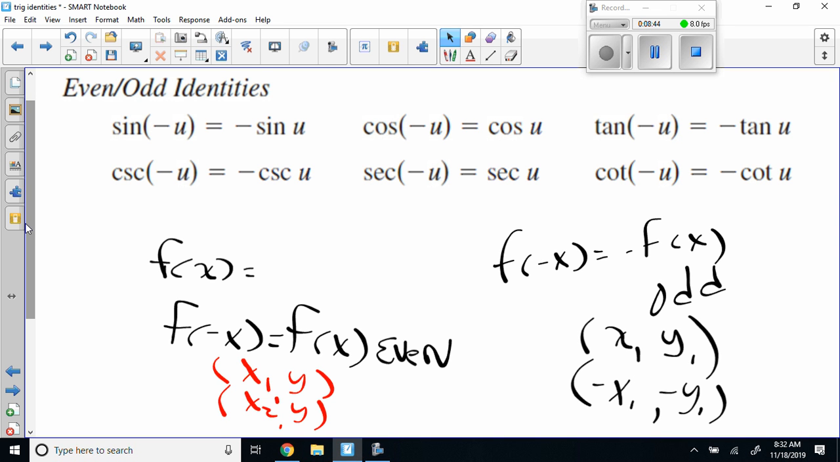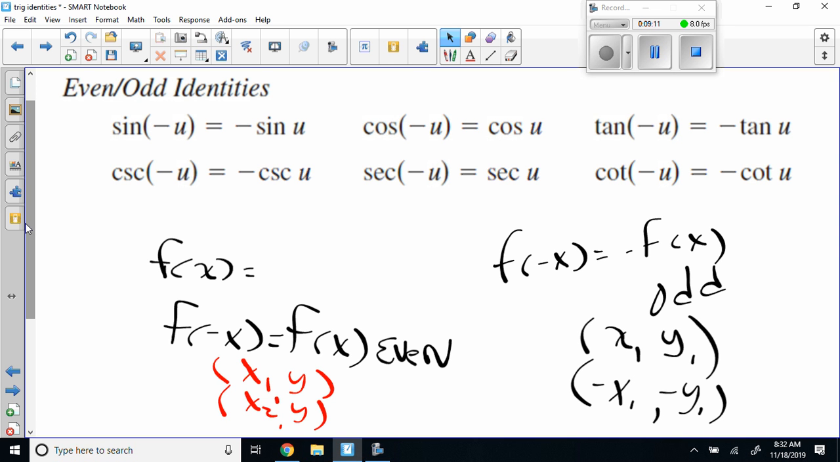So just know that's why when you go cosine of u equals cosine u, secant of u equals secant u. Those are even functions. I mean, if you think about it, look at a cosine. It looks like this, right? So that's where all that comes from.